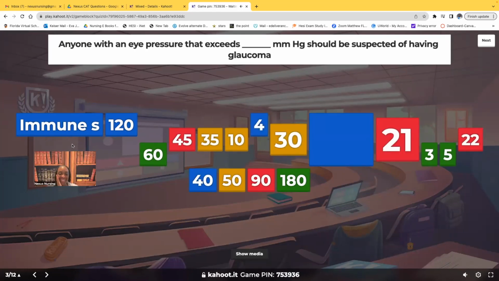What is going on here? I'm seeing 60, 90, 180. Okay, so I'm seeing a lot of guesses. Somebody didn't even put in the number, they just said immune. So the correct answer, guys, is 21. Your normal range is 12 to 21. Anything that exceeds 21, the patient should be suspected of possibly having glaucoma and they should be screened further. Okay, so the correct answer is 21.